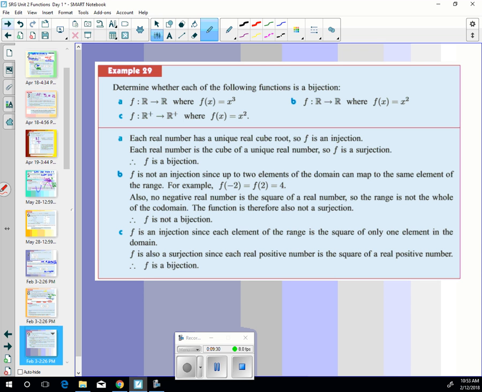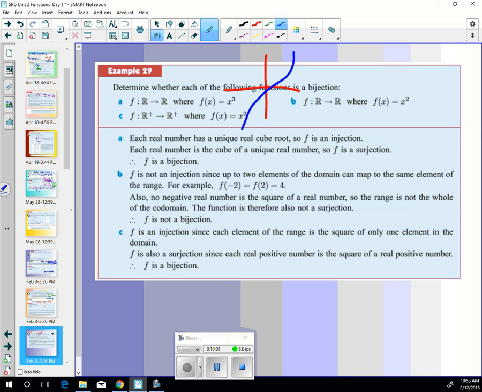I'll have you look at some of these examples. Let's take a peek at A here quick. f(x) = x cubed. Just by looking at it, is it an injection? Is it a function? Yep, and it's an injection. So that's good. When we look at real numbers, is it going to be a surjection? Each real number has a unique real cube root, so f is a surjection. It's going to have all of them.